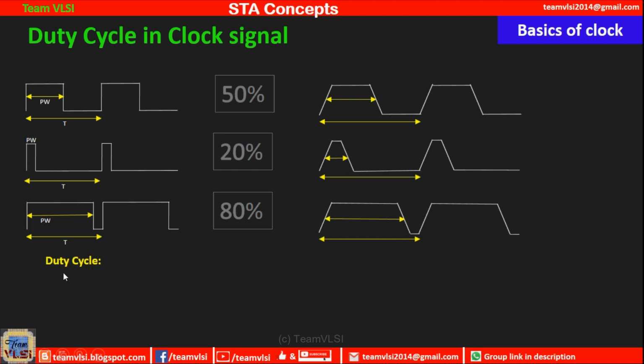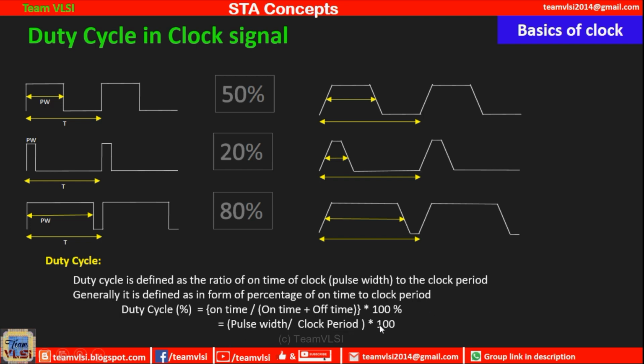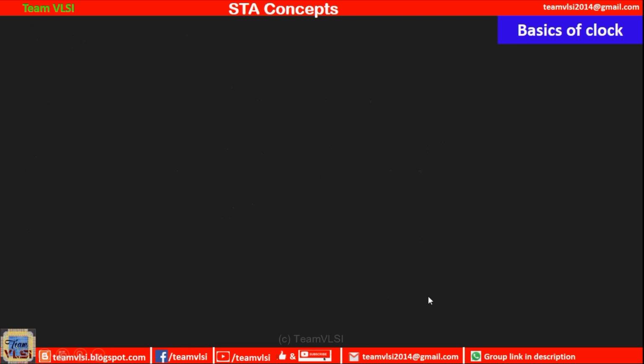Duty cycle is defined as the ratio of the on time of the clock, that is the pulse width, to the clock period. Generally, it is expressed as a percentage. Duty cycle percentage equals on time divided by on time plus off time, multiplied by 100, or pulse width divided by clock period into 100, or pulse width into frequency into 100. That is your duty cycle in percentage.